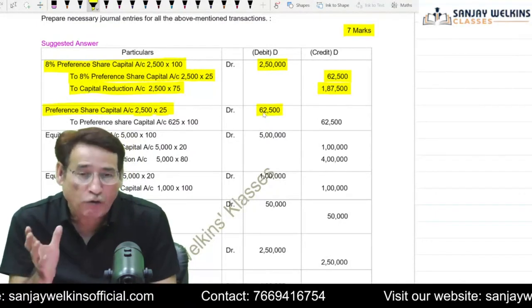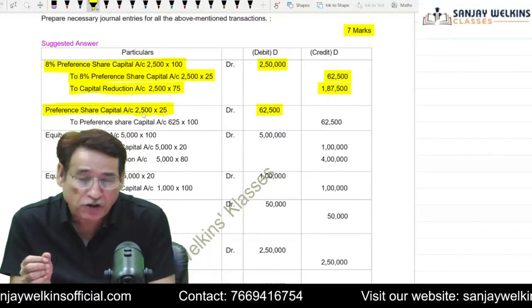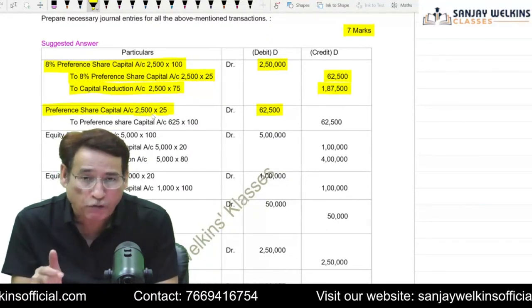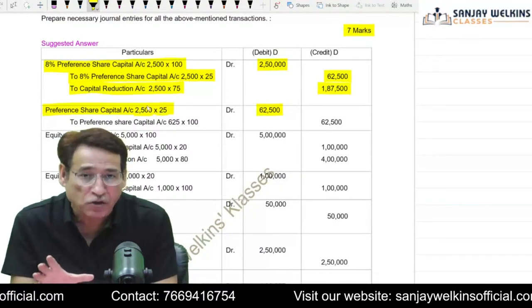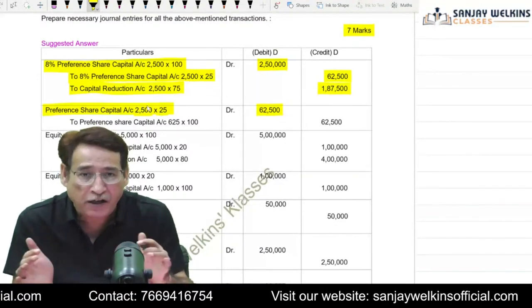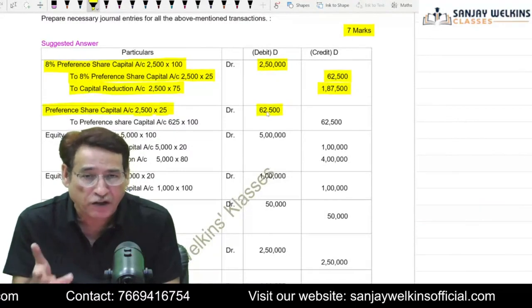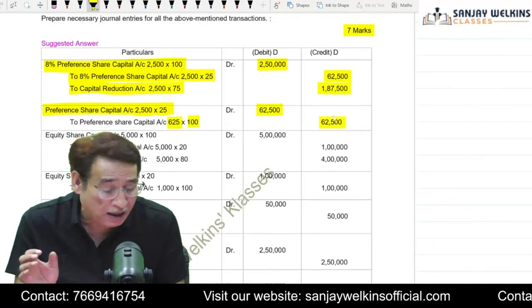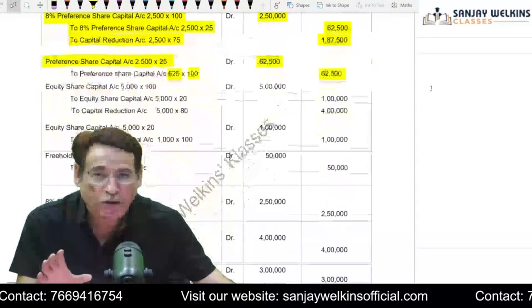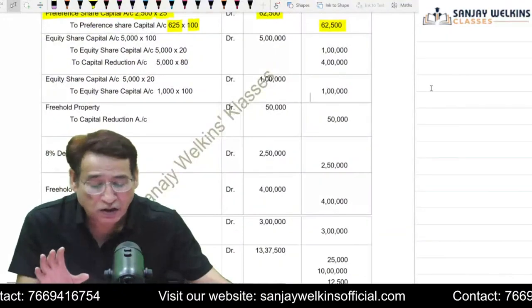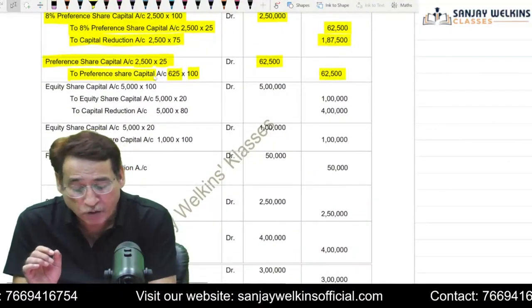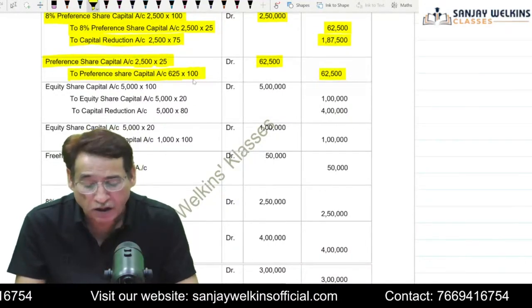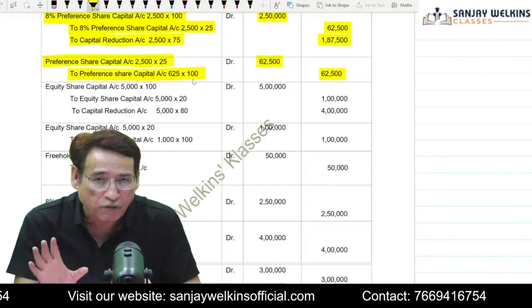So that means now what will happen? My number of preference shares, which were 2,500, will reduce, because earlier my preference shares were 2,500 shares of 25 each. Now I'm converting them into shares of 100 each. So quite obviously 62,500 divided by 100 will be equal to 625 shares of 100 each. Indirectly, it means my preference share capital is still 62,500, but now it is 625 preference shares of 100 each. I hope I'm clear till up to this particular point. Is this point clear to everyone?